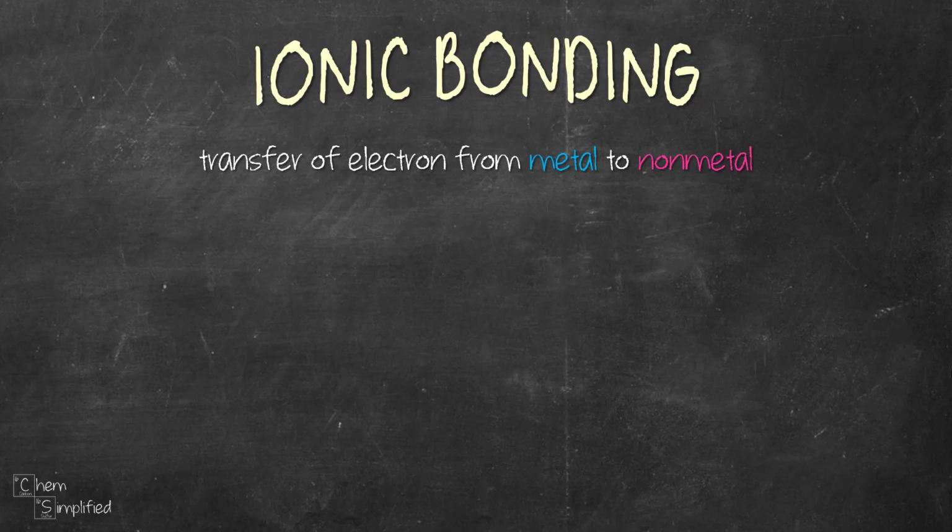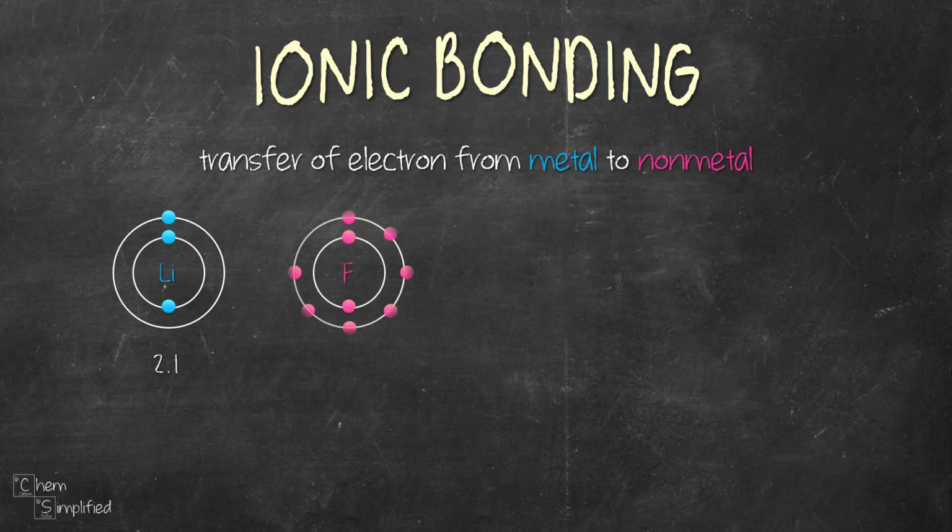An example of metal is lithium, which has 3 electrons and has the electron configuration of 2.1. Fluorine is an example of non-metal and it has 9 electrons. Its electron configuration is 2.7. Lithium has 1 electron in its outermost shell and fluorine has 7. These electrons in the outermost shell are called valence electrons.